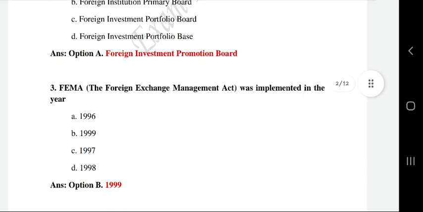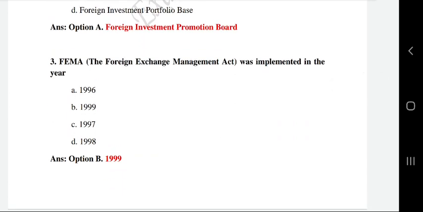Next question. FEMA, the Foreign Exchange Management Act, was implemented in the year. Options: 1996, 1999, 1997 and 1998. Option B is the answer, 1999. FEMA was established in 1999 and it's an Act of the Parliament of India to consolidate and amend the law relating to foreign exchange, with an objective of facilitating external trade and payments.